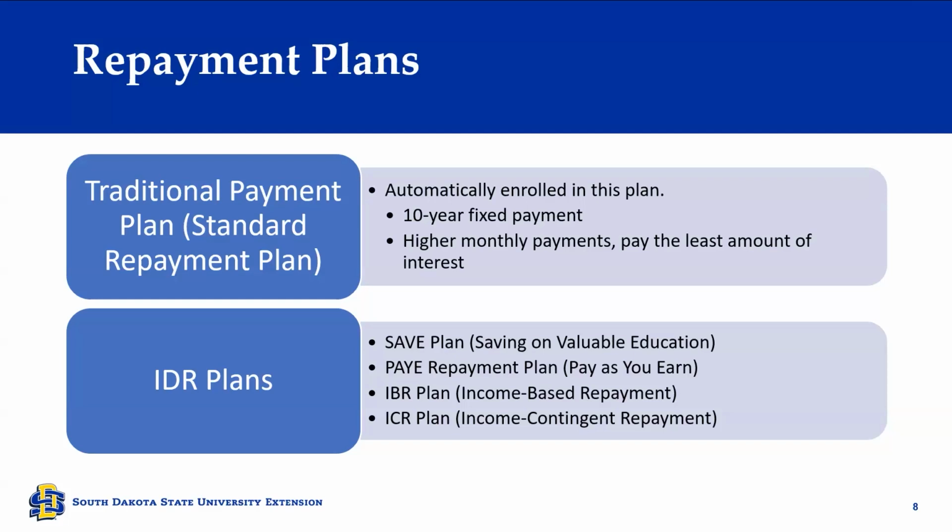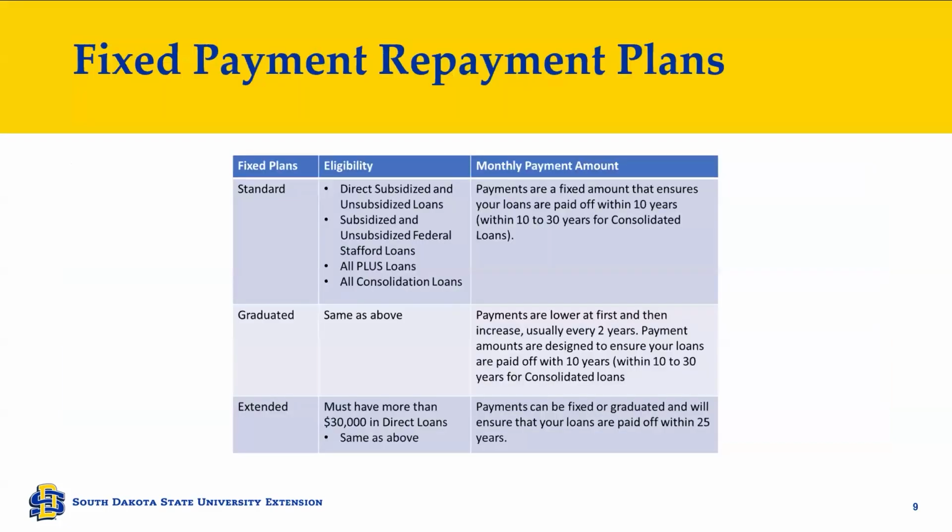And then the other types are the income-driven repayment plans. There's different types of plans: a SAVE plan, a PAYE repayment plan, so that's Pay As You Earn, an income-based plan, and then an income contingent repayment plan. So I'm going to go over those in a little bit more detail here.